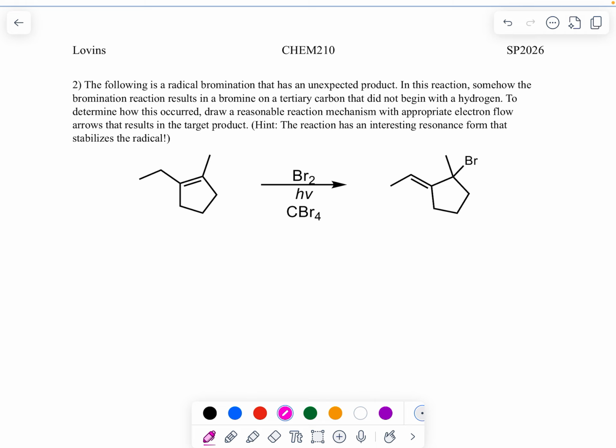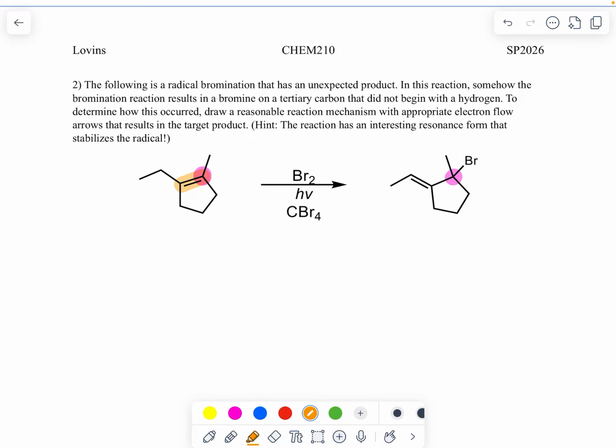So for this question, it states that this is a radical bromination that forms an unexpected product, because somehow it results in a bromine on a tertiary carbon that did not begin with a hydrogen. Right? Notice how in our starting material, the carbon highlighted in pink already has 4 bonds to it. In the product, if we highlight the exact same carbon in pink, that is where the bromine ends up. The other thing that you might notice is that in the starting material, one of the bonds to that carbon is this double bond that sits right here.